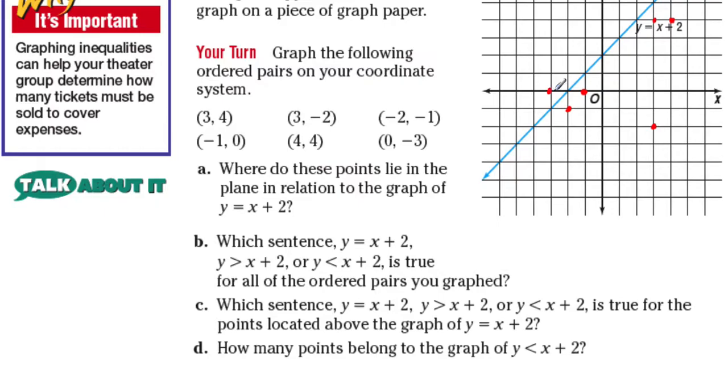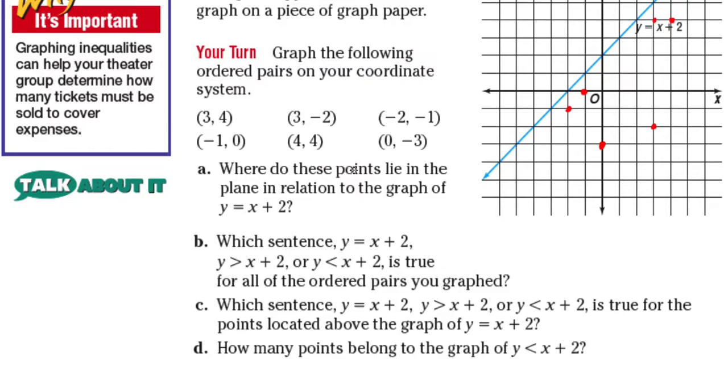And 0, negative 3, right here. Okay, so where do these points lie in the plane in relation to the graph of y equals x plus 2? Sorry, 0, negative 3 should be here. My bad, 1, 2, 3, right there. So let me erase that, and let's answer the first question.